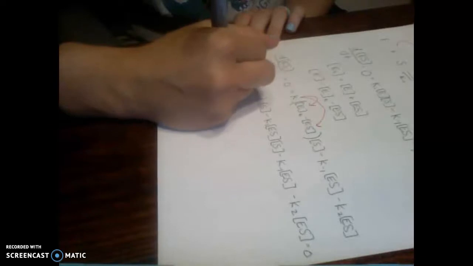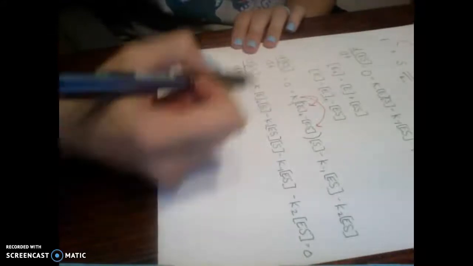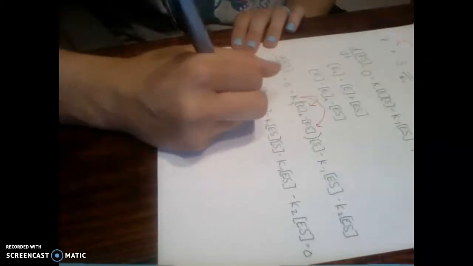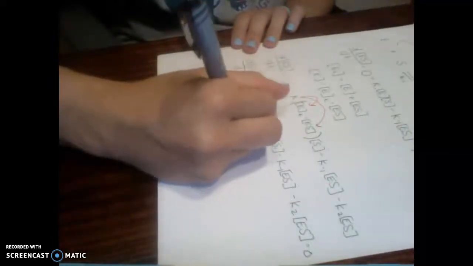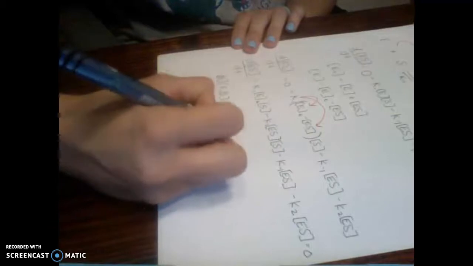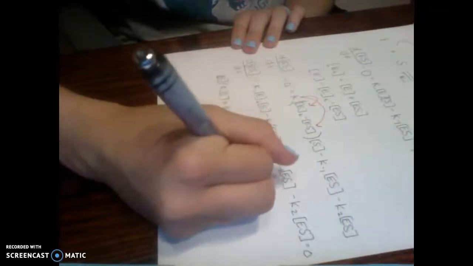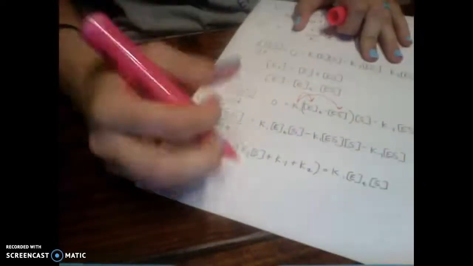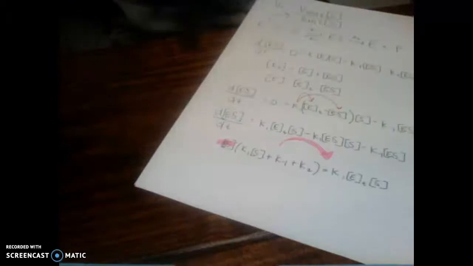So [ES] times K1 times S plus K negative 1 plus K2. Alright, and we're going to set this equal to K1 times [E]T times S, because it did not have a common variable. Now to solve for our [ES], we're going to then divide that side.